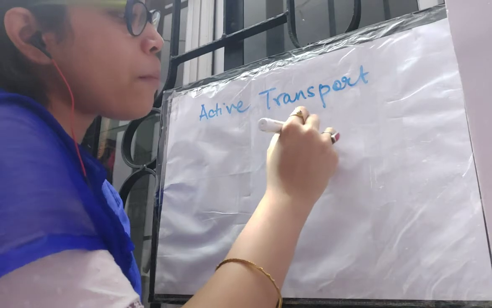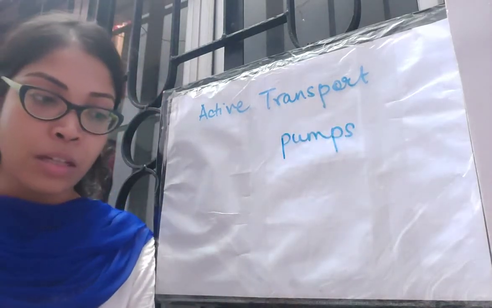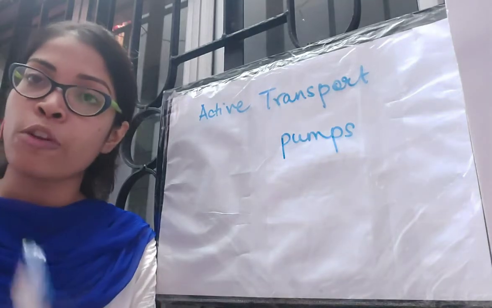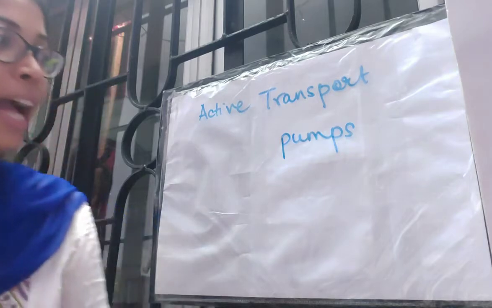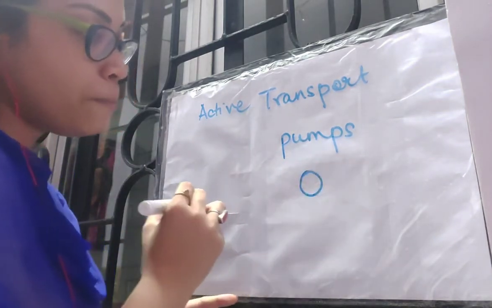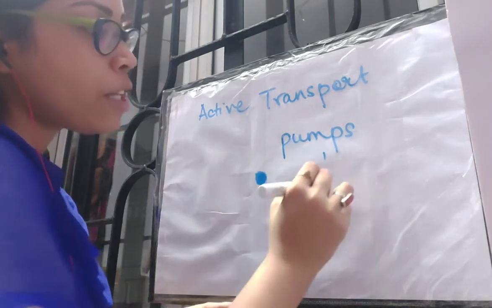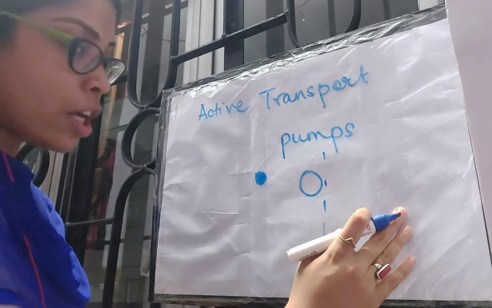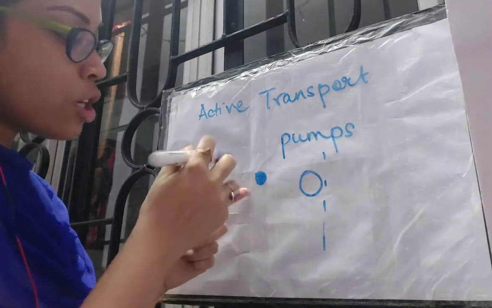Okay, just like the pumps we have at our homes that help to transport water from the ground level to the top floor, here also the active transport is carried out by the carrier protein. Suppose this is a carrier protein and this is the solute that needs to travel from this part of the membrane to the other part. Okay, so what will happen, the carrier protein will bind with the solute.